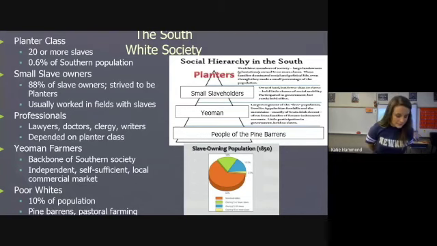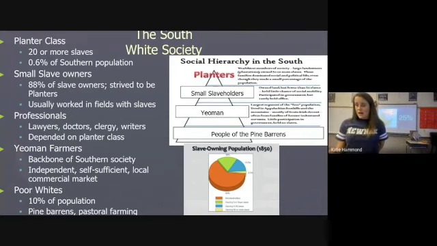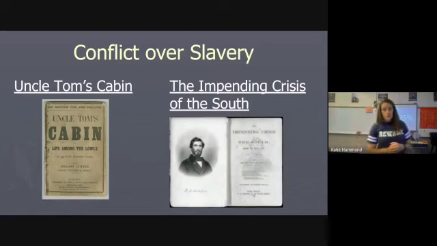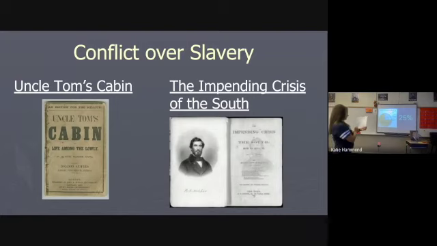And a lot of the people in the state legislatures making state laws were planters. So that's why a lot of state laws passed really strict slave codes. Now we're going to talk about the conflict over slavery. There are two books you need to know, and I would write them down: Uncle Tom's Cabin and The Impending Crisis of the South.